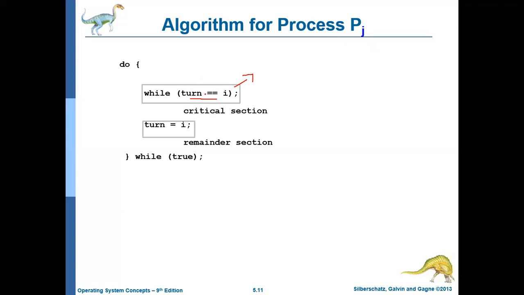It won't enter into the critical section. So this is the entry section. Here process j checks whether it is i's turn or not. If it is i's turn, then it won't enter into the critical section. If it is not i's turn, in this case there are only two processes, i and j, so if it is not i's turn, then obviously it is j's turn. So it will enter and execute the critical section.